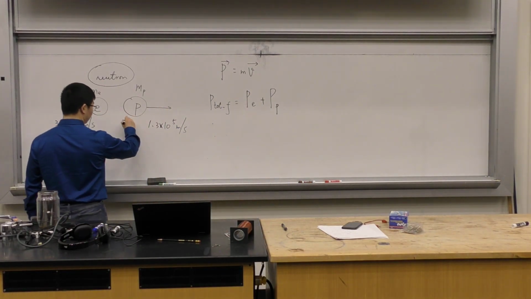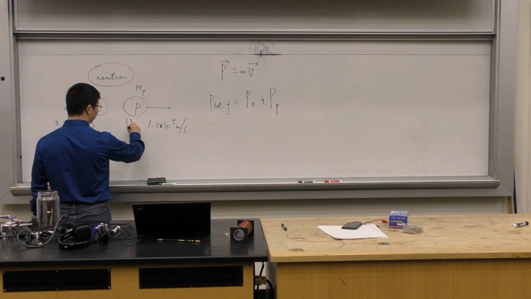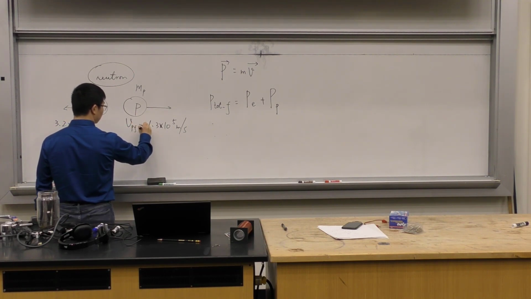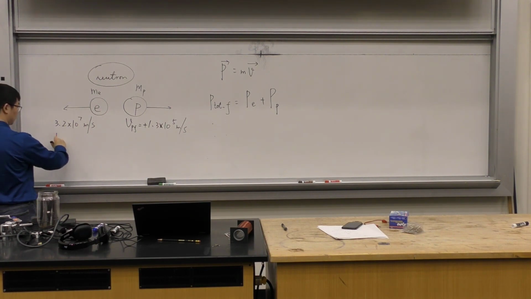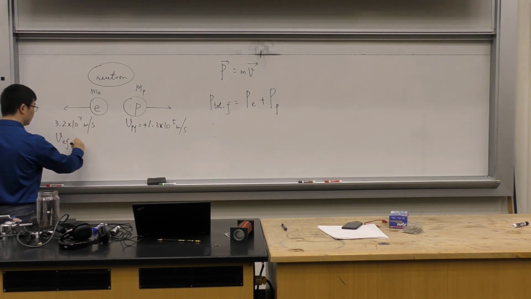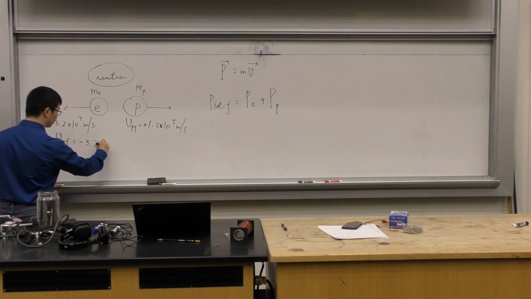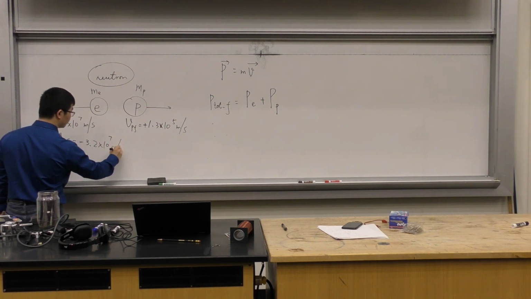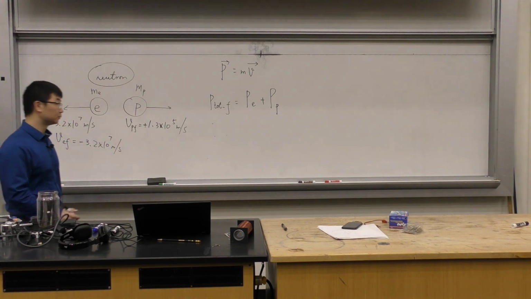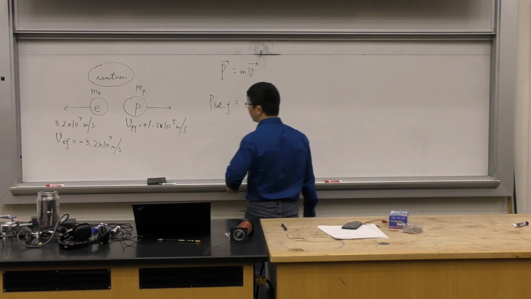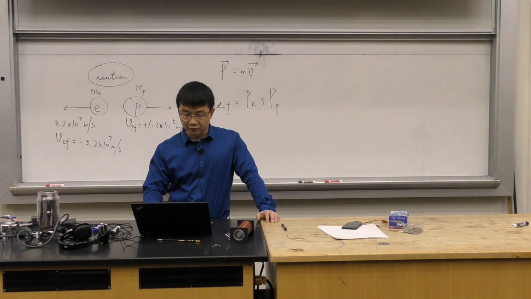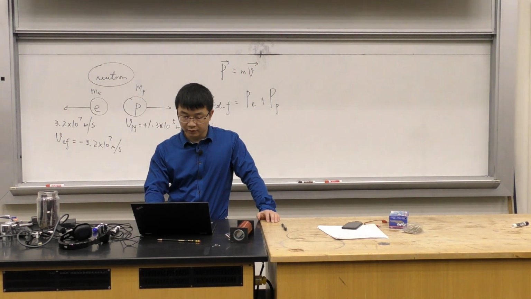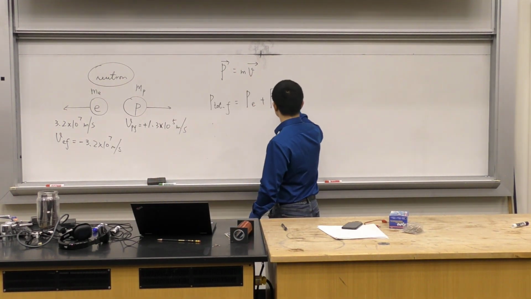The problem says to call this one positive, so now I'm going to call this one negative, right? So for the final velocity of the electron, you should plug in a negative number. You're dealing with vectors. The masses are given. You put all these numbers in with the correct signs, and you will find the right answer is B. You put all the numbers in.